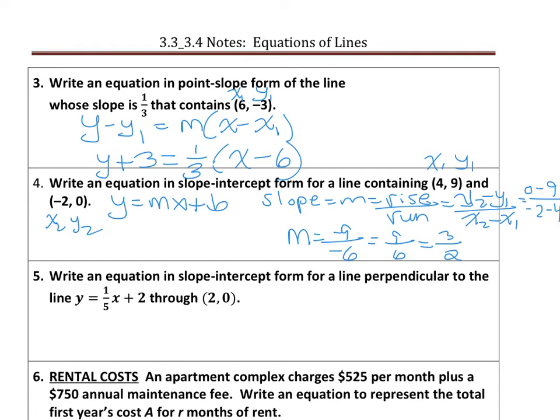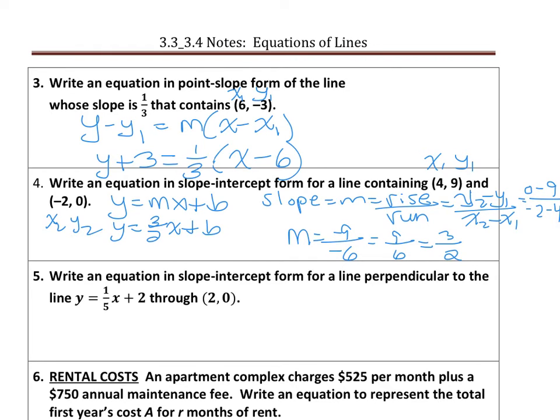So we have a slope of 3/2. Let's go ahead and substitute that in. We know our slope is 3/2. Now how do we get the y-intercept b? Well, you can substitute in either of these points. Either one is going to give you the answer that you're looking for.